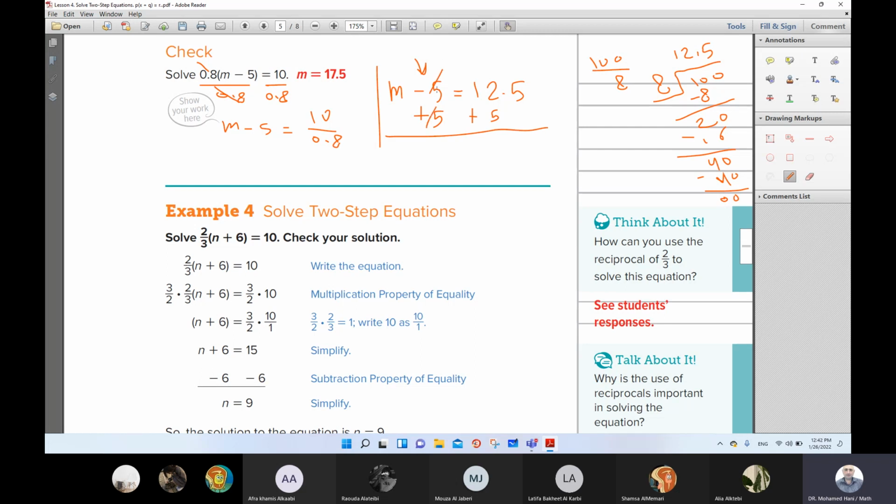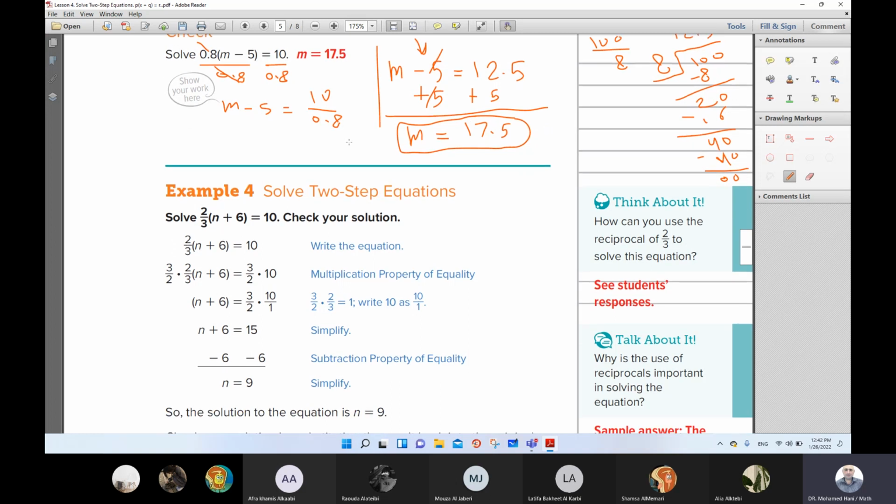Minus 5 plus 5 will be 0, remains here m equal 12.5 plus 5 will be 17.5. So this is the solution of this equation.